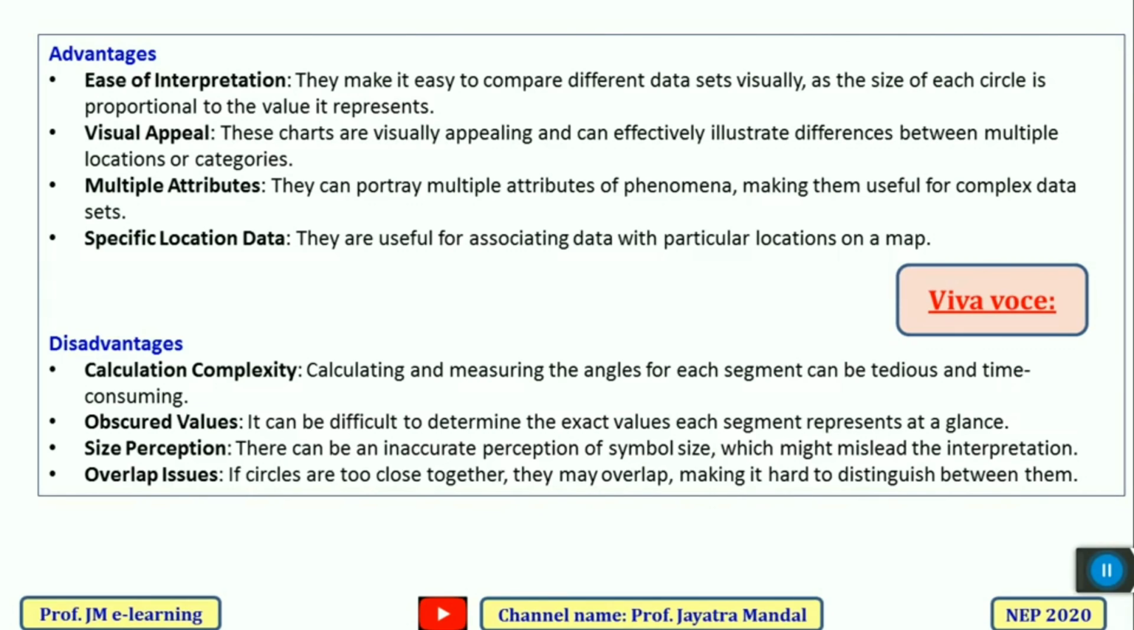Now, let's talk about the pros and cons of using proportional divided circles. The advantages are ease of interpretation, visual appeal, multiple attributes, specific location data. Here are the details of them. The disadvantages are calculation complexity, obscured values, size perception, overlap issues.